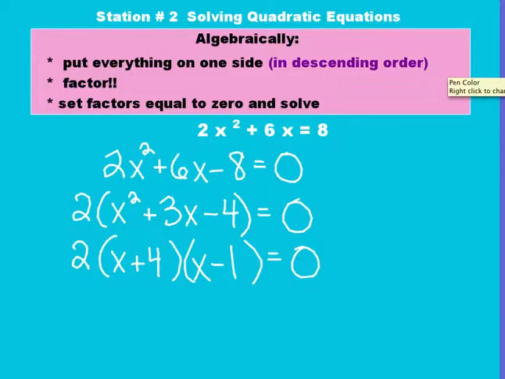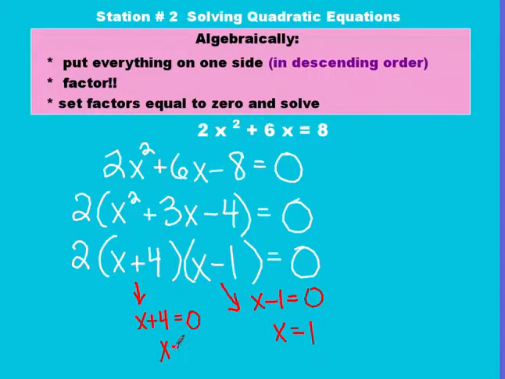Now I need some answers. It does say solve, so what I'm going to do is set each factor equal to 0. When I set this factor equal to 0 and solve for x, I get 1. When I set this factor equal to 0, I get negative 4. The 2, we're not going to be able to set equal to 0 because it doesn't have any x's to solve for. So my solutions are negative 4 and 1.